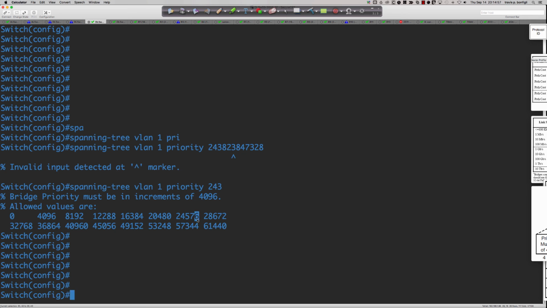So when I say root primary, it checks to see what the other values are in the environment from the other BPDUs, from the other switches, and if everything is the default, 32768, the switch on which you ran the spanning-tree vlan root primary command will drop its priority to 24576. That's why we call it a macro, because you're not typing in priority 24576. You're just saying root primary, and then it auto-magically sets it to 24576.